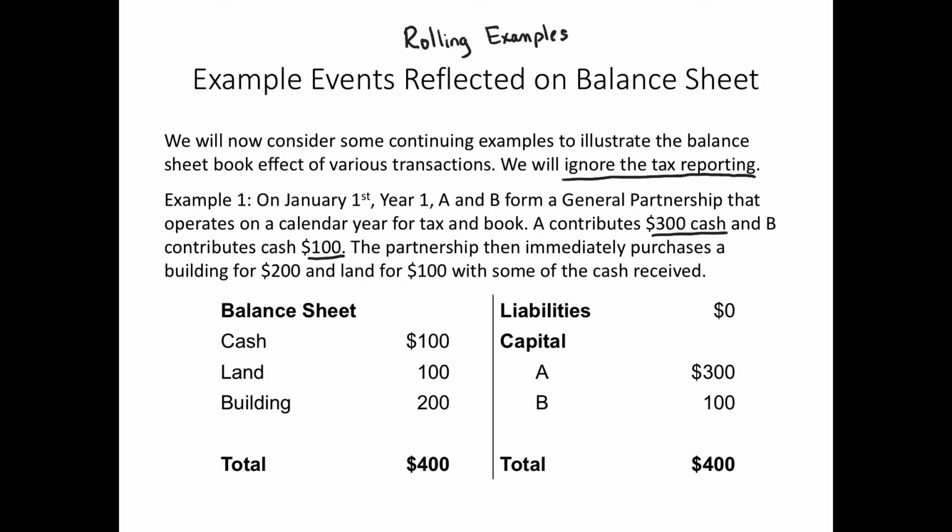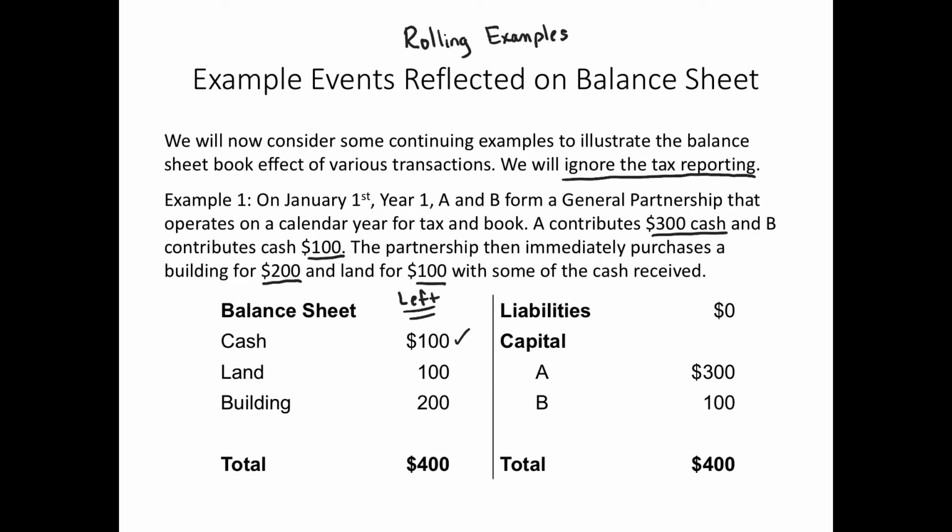Okay, so remember, we take a snapshot at the close of the day, sunset, of the business and what's there. The partnership immediately purchases a building for $200 and land for $100 with some of the cash received, right? There's $400 of cash, and $200 and $100 is used, so we have $100 cash left. So on our balance sheet, we start with assets. What assets do we have? Well, that's on the left side. We have $100 of cash, because we started with $400, but we needed $200 and $100 to get the building and land.